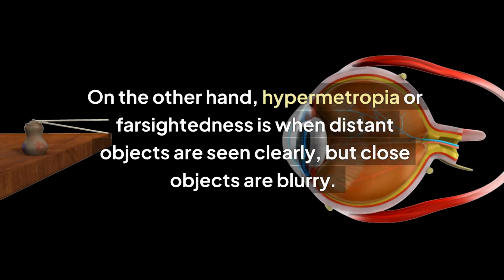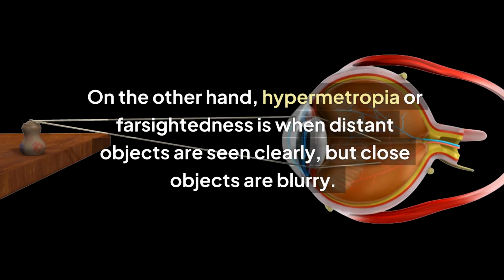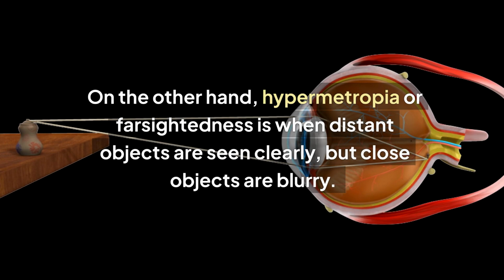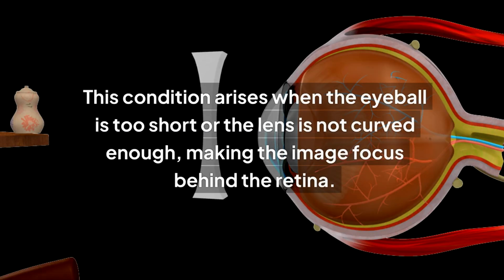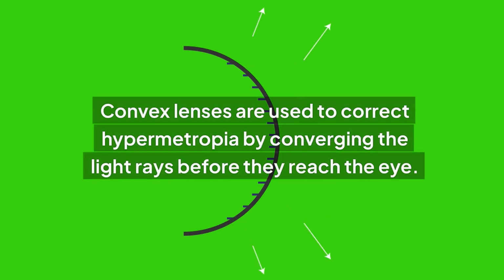On the other hand, hypermetropia or farsightedness is when distant objects are seen clearly, but close objects are blurry. This condition arises when the eyeball is too short or the lens is not curved enough, making the image focus behind the retina. Convex lenses are used to correct hypermetropia by converging the light rays before they reach the eye.